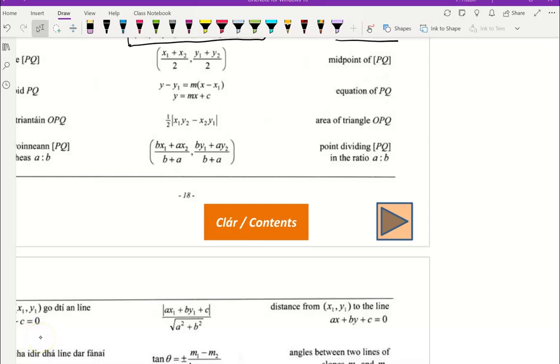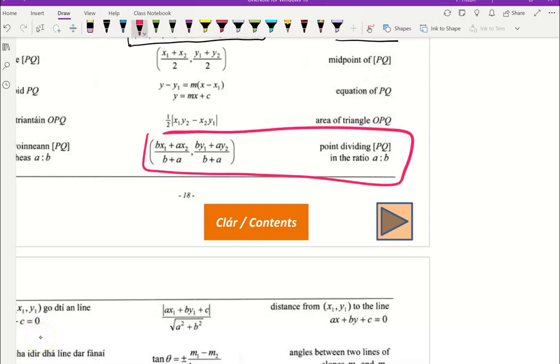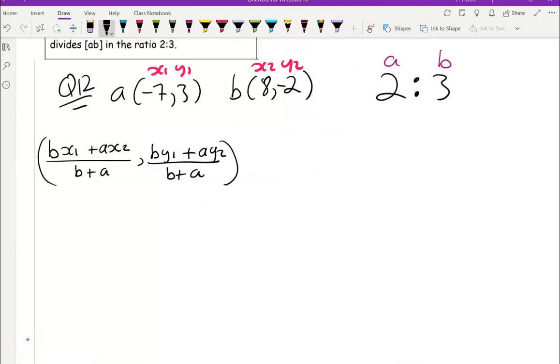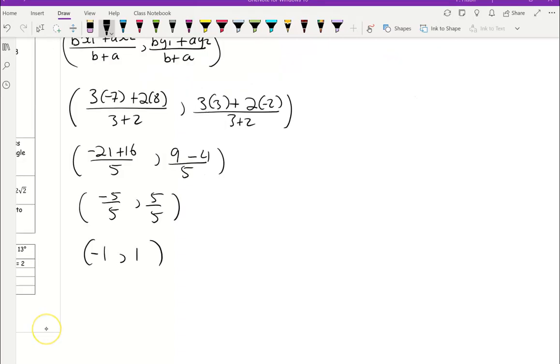The ratio formula is found at the bottom of page 18. It's for a point dividing PQ in the ratio A is to B. So there's an x1, an x2, a y1, a y2, and a B and an A. The B and the A stand for the ratio, and x1, y1, x2, y2 stand for the 2 points. Label the points x1, y1, x2, y2, and A and B are 2 and 3. Input them into your formula. When putting into the formula, we find the point minus 1, 1.